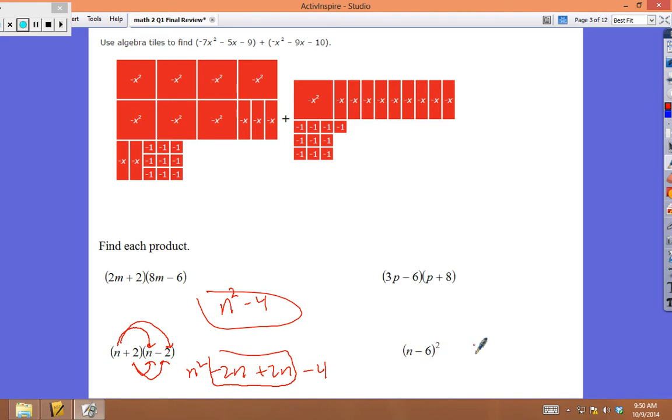And n minus 6 squared is n minus 6 times n minus 6. Distribute: n times n is n squared. N times negative 6 is negative 6n. Negative 6 times n is a negative 6n. And negative 6 times negative 6 is a positive 36. Combine your n's, 6 negatives and 6 negatives. N squared and negative 12n plus 36.